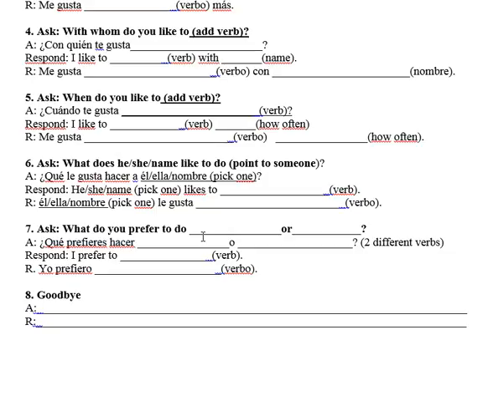Number 8 is a goodbye. For your goodbye, you can say adios, goodbye, ciao, which is another way of saying goodbye. You could say see you later, hasta luego, see you tomorrow, hasta mañana. There are a variety of different things that you can use to say goodbye.